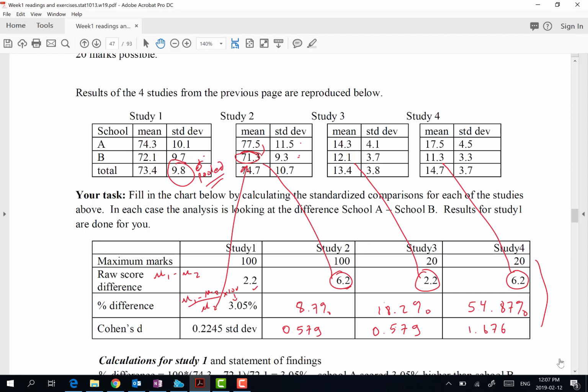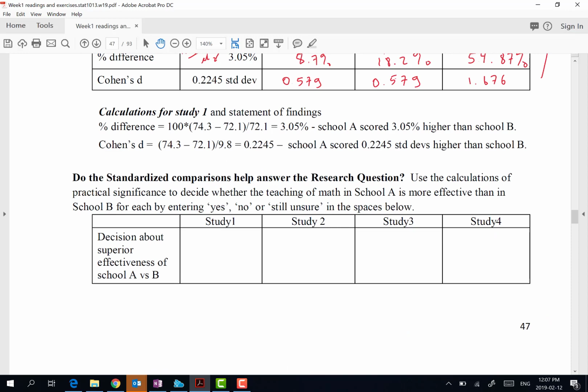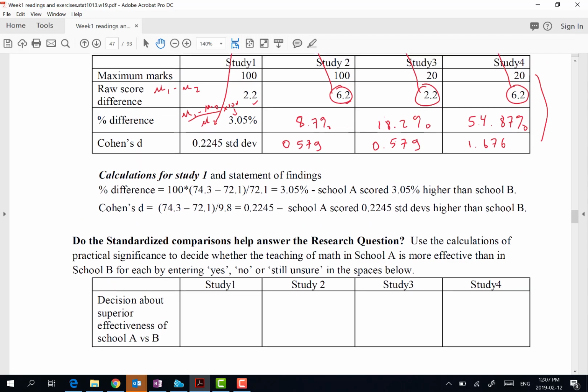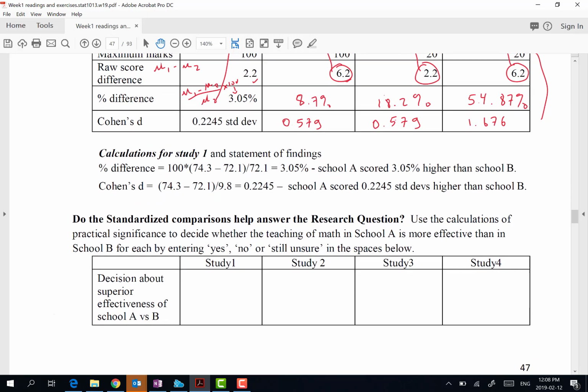As a raw difference, 6.2, because the max mark is 20. As a percent difference, it's the largest. And now the question for you is, which would you consider to be the most practically significant? I would focus on the raw differences and the percent differences because those are meaningful to you. The Cohen's d, not so much.